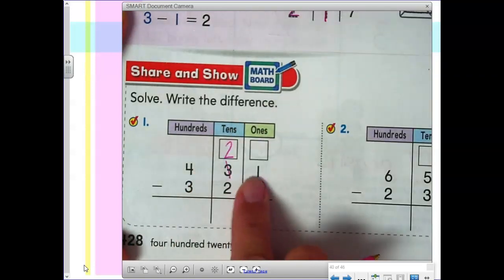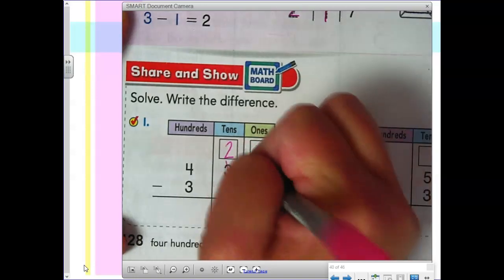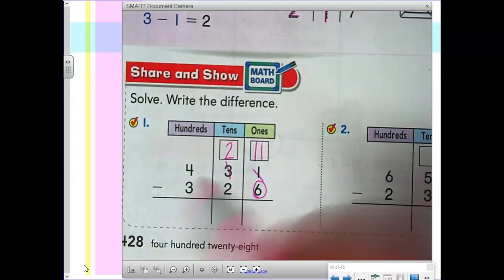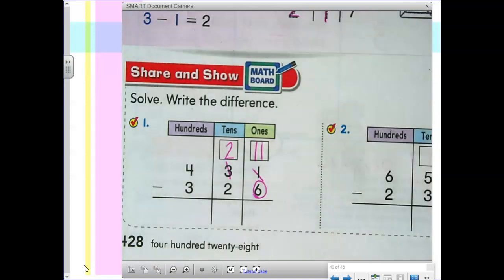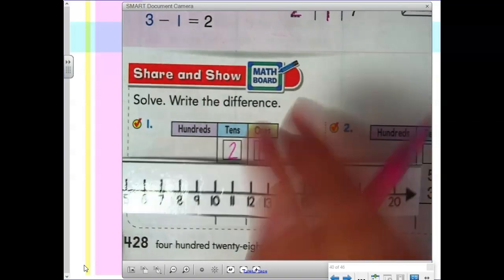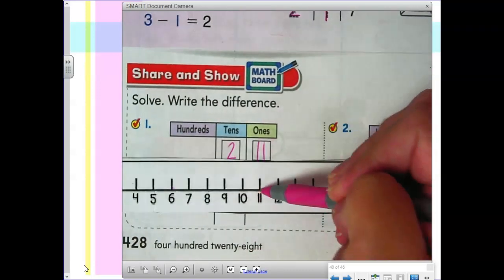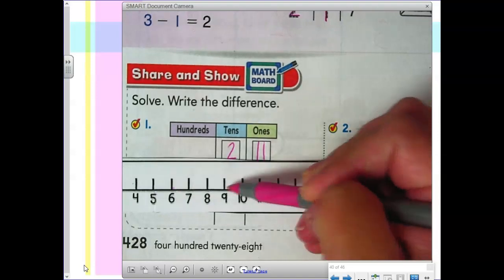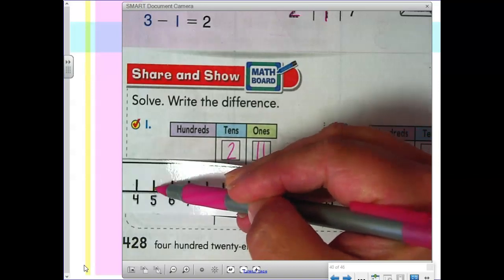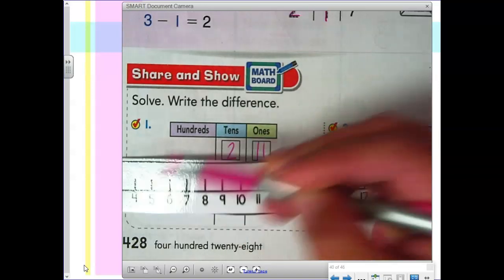Now I give those 10 ones back over here. What's 10 plus 1? It's 11. Now I'm ready to subtract. I have 11 minus 6. Start with 11 and count back 6. 1, 2, 3, 4, 5, 6. What's my answer? 5.